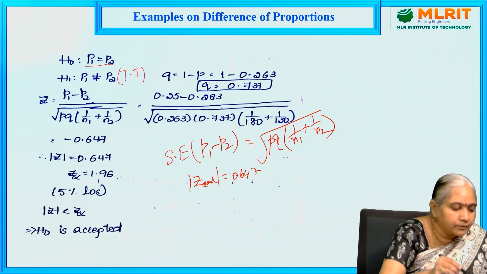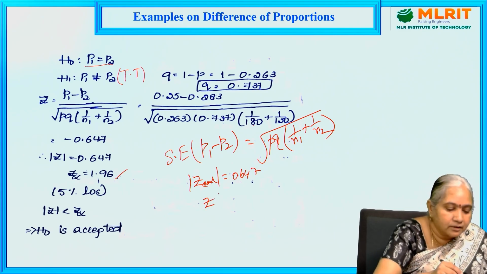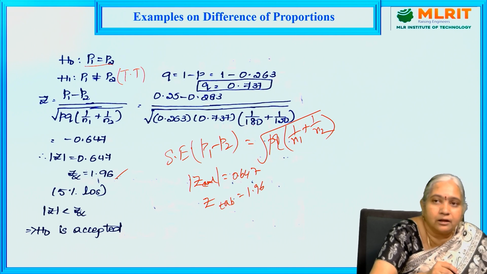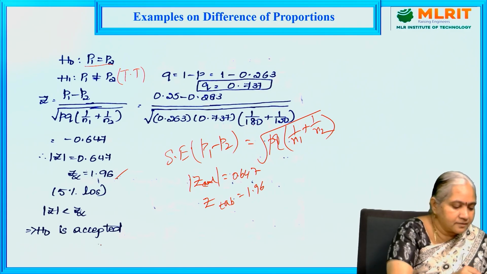So we take the modulus, Z calculated is 0.647, and the tabular value at a 5% level of significance for a two-tailed test is 1.96. So here the calculated value is less than the tabular value, therefore we accept the null hypothesis at a 5% level of significance. That is our claim. So here the two samples are drawn from the same population. H0 is accepted.